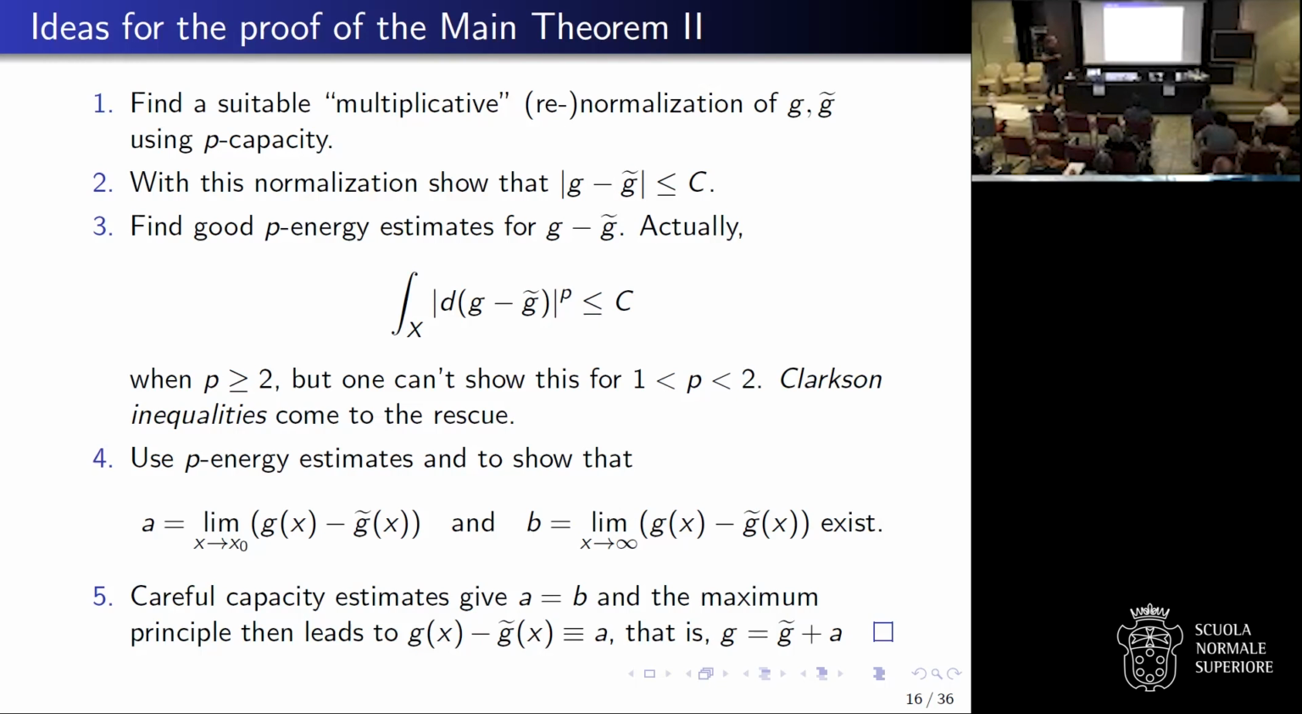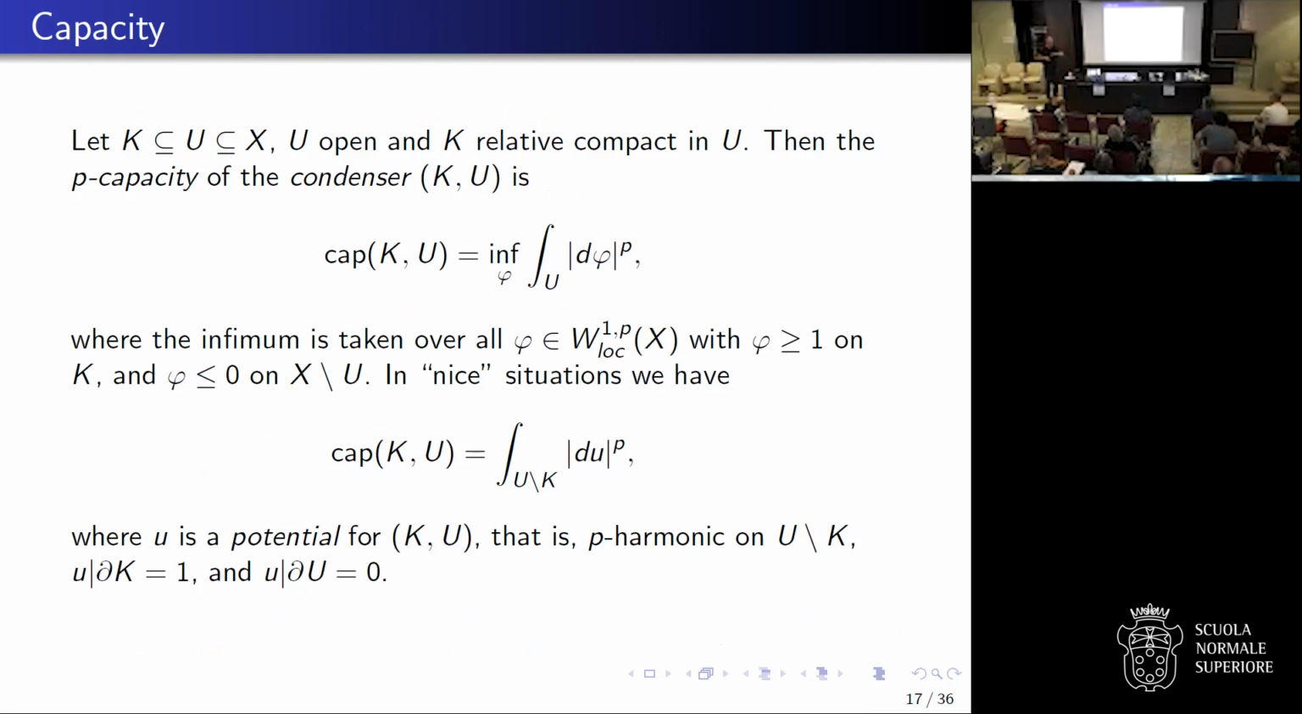And the key concept here is the concept of capacity. I should say P capacity, but our exponent is fixed, so let me just say capacity. So the setup is this. Let's say I have an open set. I have some set that is relatively compact in this open set. And then I get what is called a condenser. And I can define the capacity of this condenser essentially as the infimum of the P energy of all Sobolev functions that are bigger than or equal to 1 on this smaller set K and less than or equal to 0 on the complement of U, right? Schematically, you should think about the picture like this.